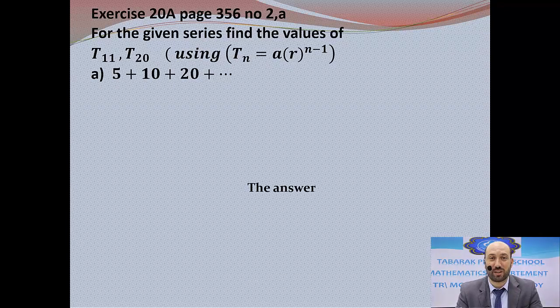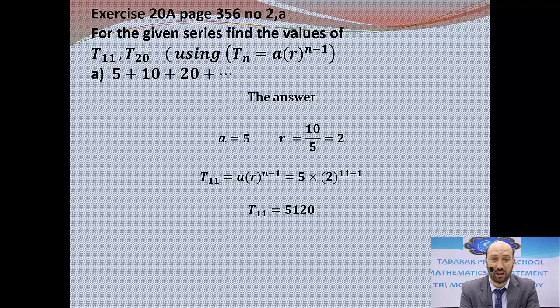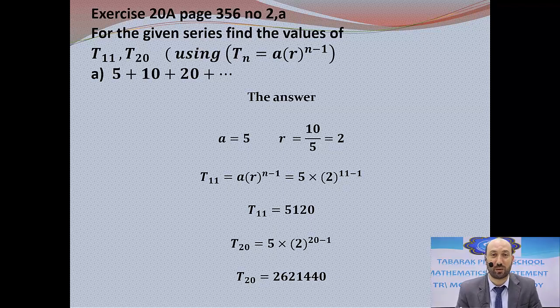So now if we start, we will have a equals 5, r equals 10 over 5, so equals 2, the common ratio. The 11th term equals a times r power n minus 1. A is 5, r is 2, raised to the power of 11 minus 1, equals 5,120. For the 20th term, here it is 5 times 2 power 20 minus 1, which will be 2,621,444.